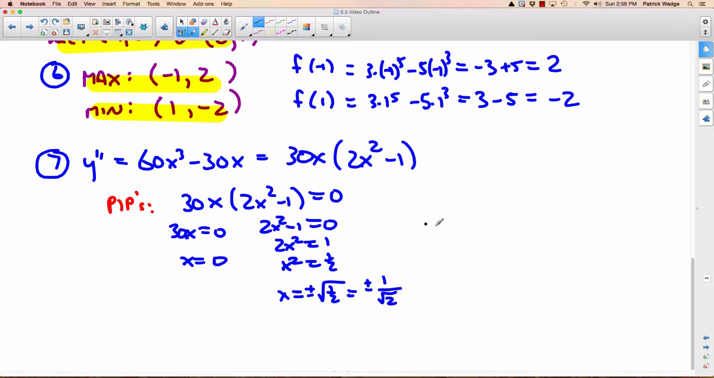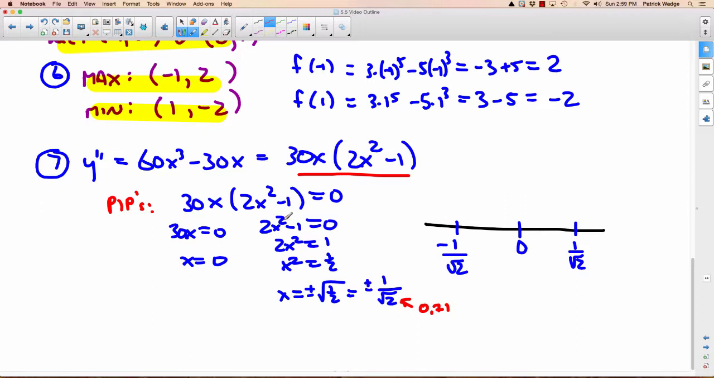So those are the numbers you're going to put on your wiggle graph. We have got 0, 1 over root 2, and negative 1 over root 2. And again, you're going to have to get a sense of how big these amounts are, 1 over root 2. So take your calculator, divide 1 by root 2, and if you do that, you'll find it is about 0.71. Okay, let's test these out. We're going to plug them into here, and we want to see whether it's positive or negative.